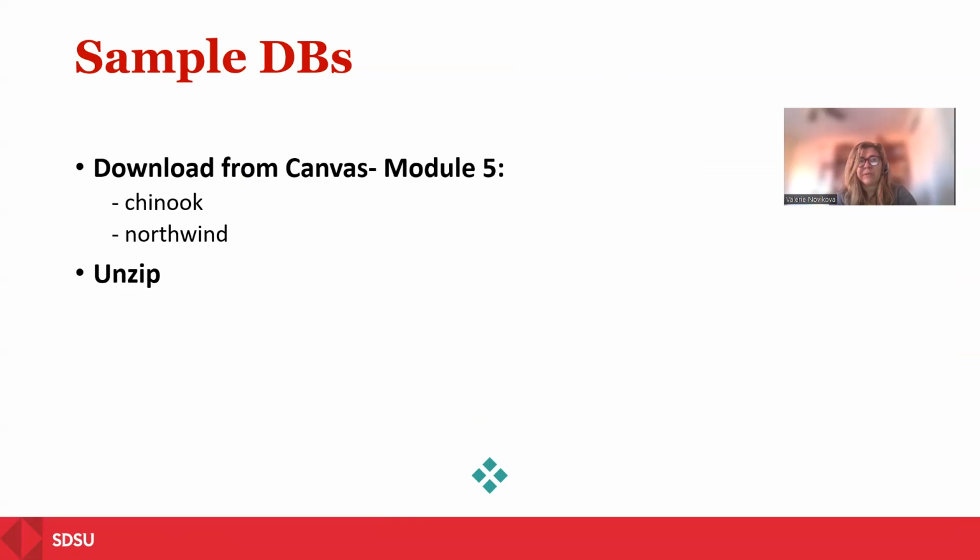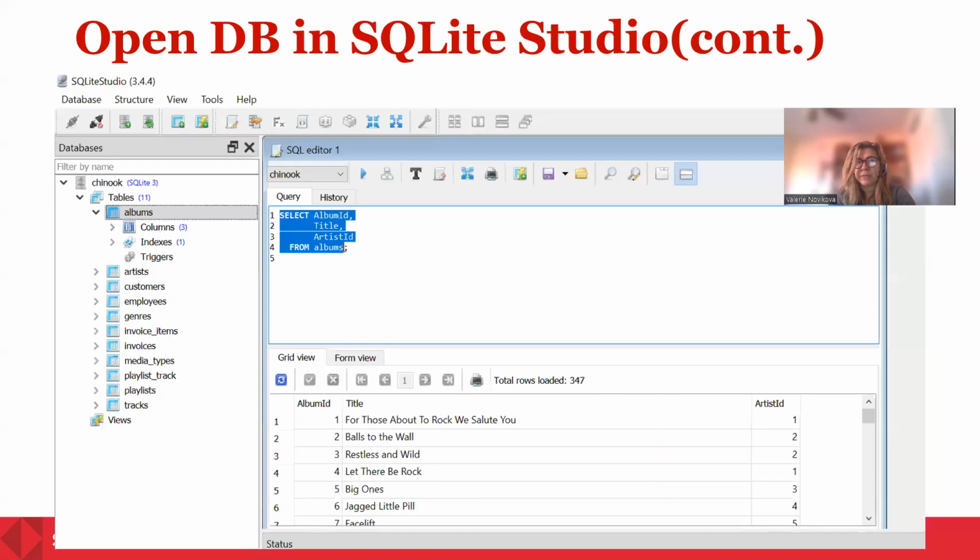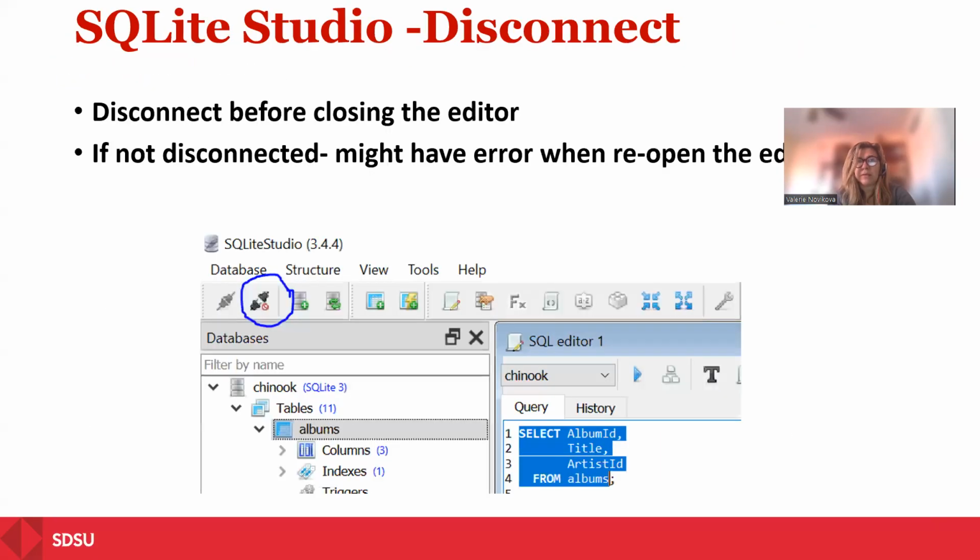Here are a couple of simple databases that we'll be using: Chinook and Northwind. We need to unzip them. As we open the database in the SQL editor, we're going to see a couple of screens similar to that. And when we're done working, we will need to disconnect from SQLite Studio, because if we don't, there might be a couple of issues with the database. They're all solvable, but disconnect is an important function to use.